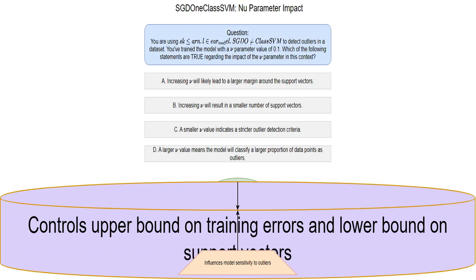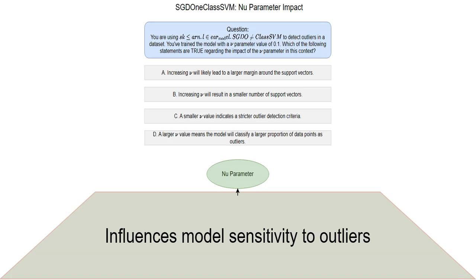I'm focusing on this line. SGDOneClassSVM uses nu to limit the number of data points it can wrongly classify and the number of points needed to define the boundary between outliers and inliers. A higher nu allows more errors, a higher upper bound, and will use more support vectors to define a more complex boundary, a higher lower bound. It's about balancing how many mistakes you allow versus how complex you let your decision boundary be.